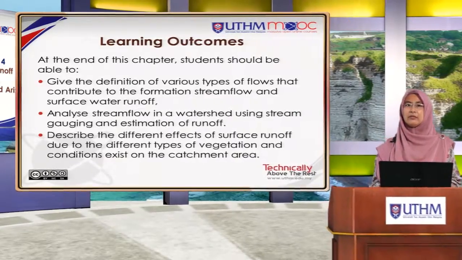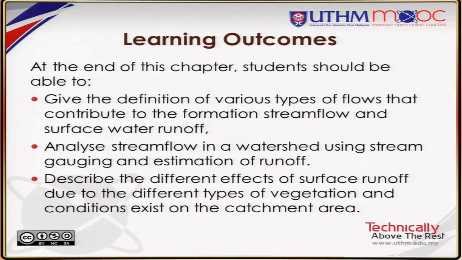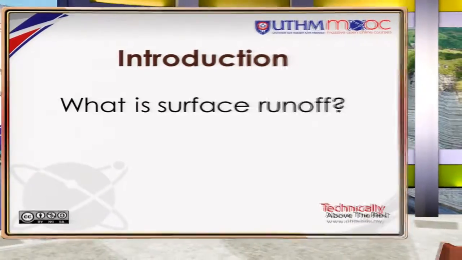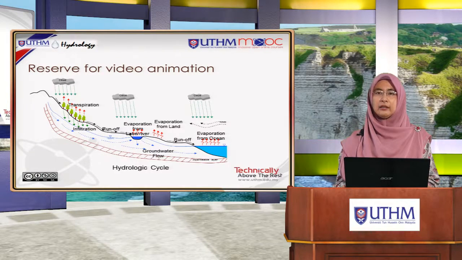Hopefully, by the end of this chapter, students should be able to achieve these learning outcomes. So, what is surface runoff? During rainfall, it is common for a portion of the rain to immerse into the ground until the soil becomes saturated. After the soil is infiltrated to its maximal ability, the water pools on the surface, causing it to flow into any nearby low point. The excess water that flows over the land is known as surface runoff.